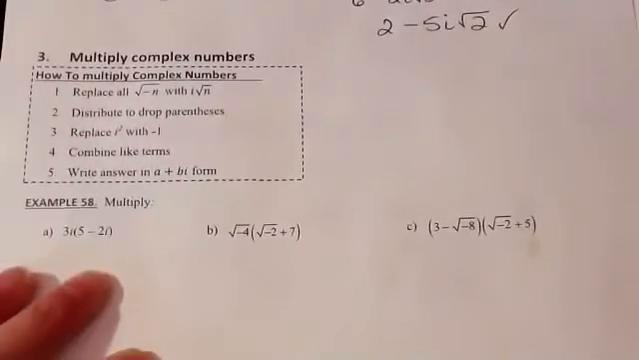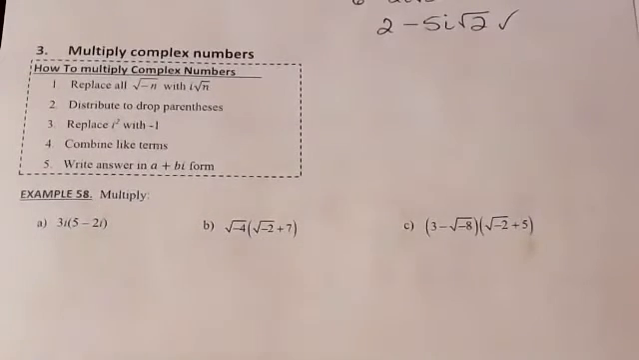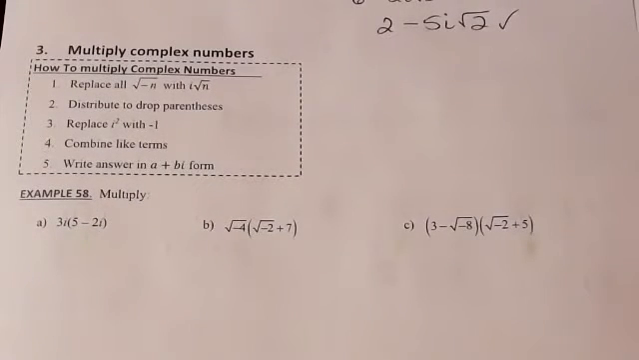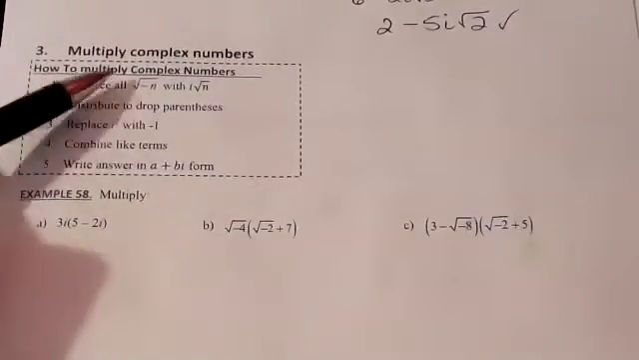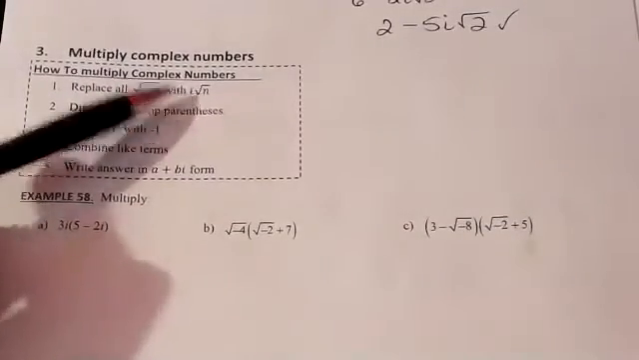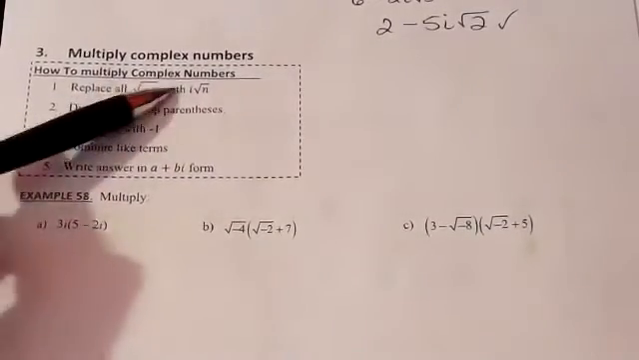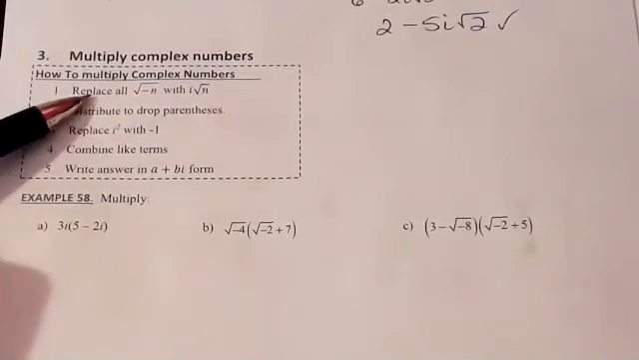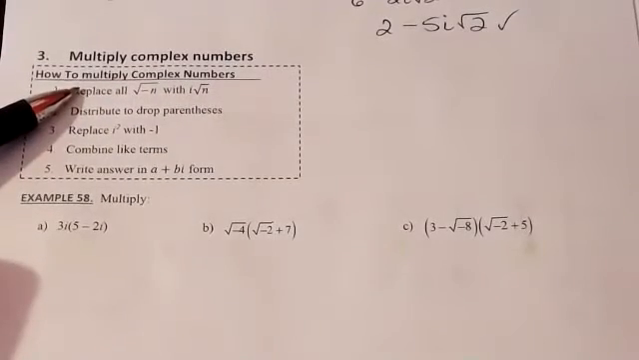Okay. Let's look at multiplying complex numbers. This is fun. I swear it's not a big deal. The steps don't change. Look at step number 1. Replace all square root of negative n with i squared of n. This is your first step. You've got to do it first, okay? Please don't skip this. If you do, your answer will be wrong.